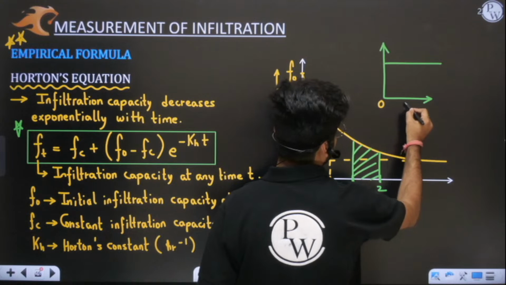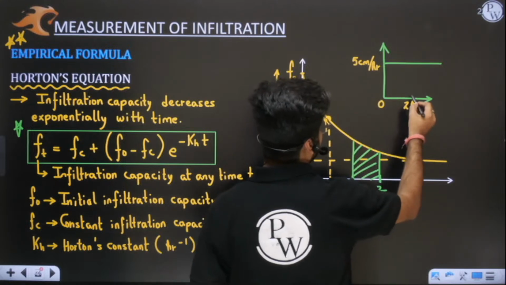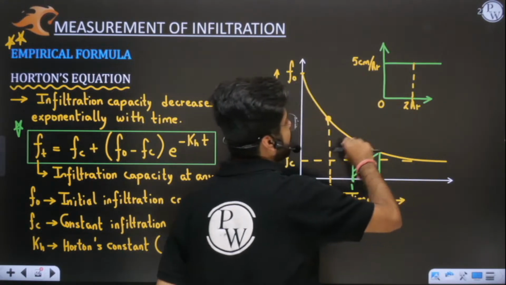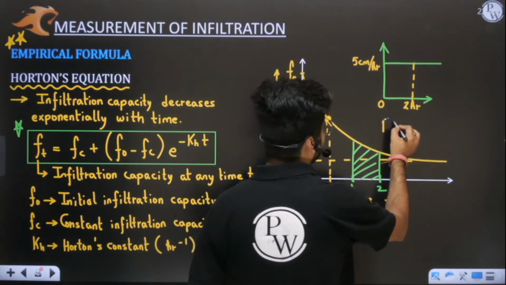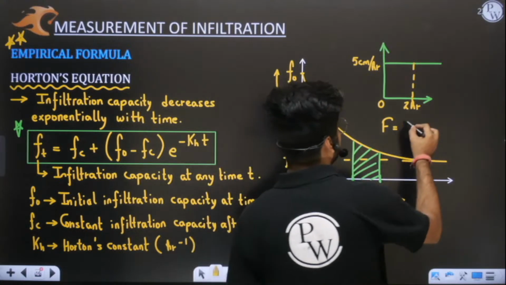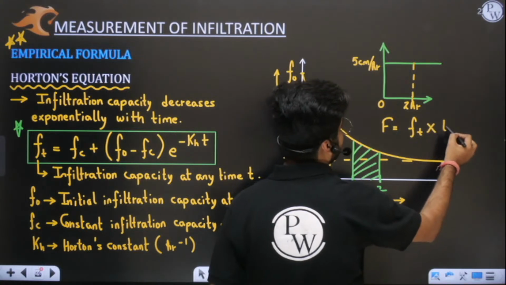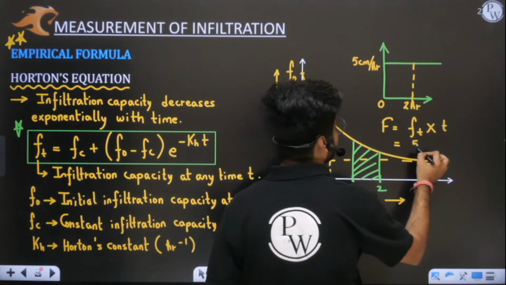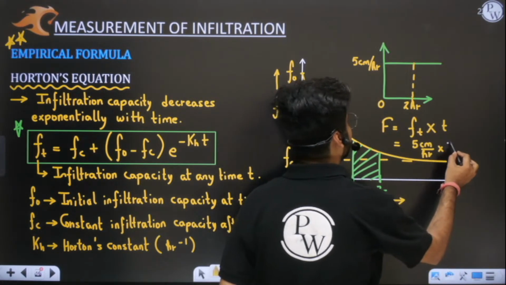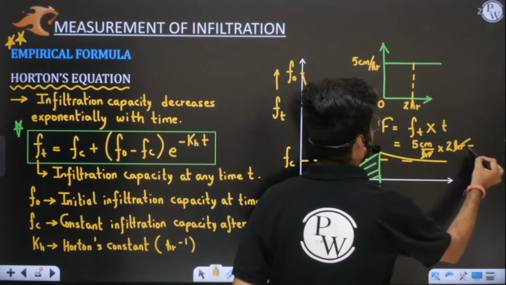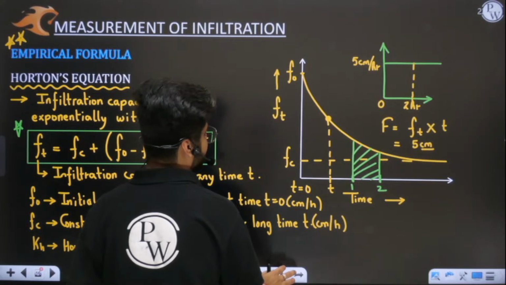find the infiltration in the first 2 hours, and the capacity is 5 centimeter per hour. So can you guess how much infiltration will be there in 2 hours? I will say total infiltration will be ft, which is the constant infiltration capacity, into time. Yes or no? Every hour 5 centimeter of water is going into the ground, and we multiply it by 2 hours, so a total of 10 centimeter of infiltration takes place in this time duration.